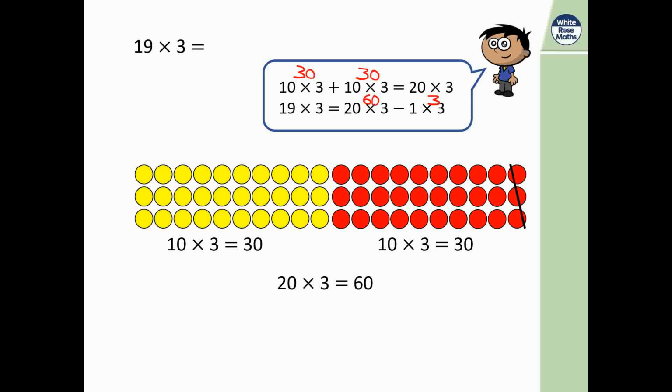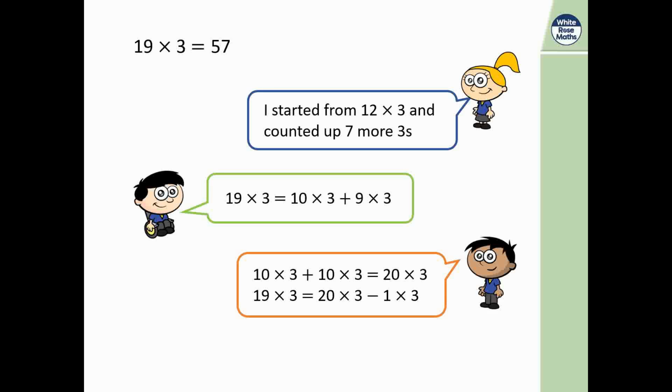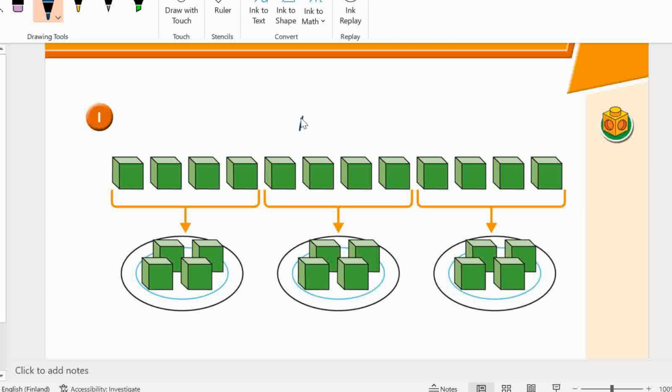There we go. So it's basically 20 times 3, and then you take away 3. That's the other way of doing it. So there's 3 ways. Who prefers this blue way? And who prefers this green way? And who likes the red way?